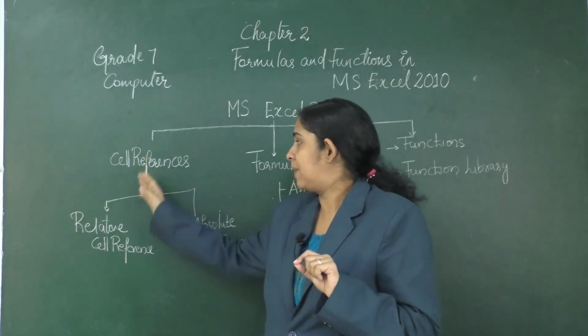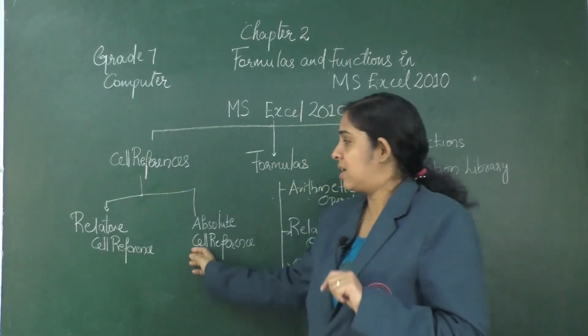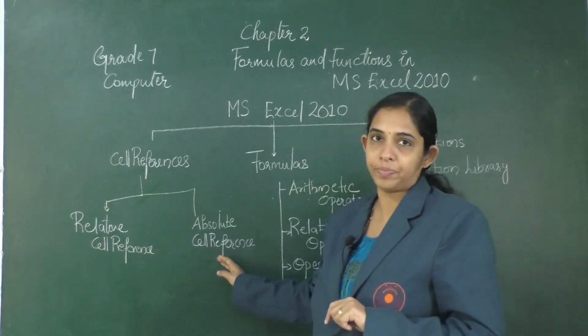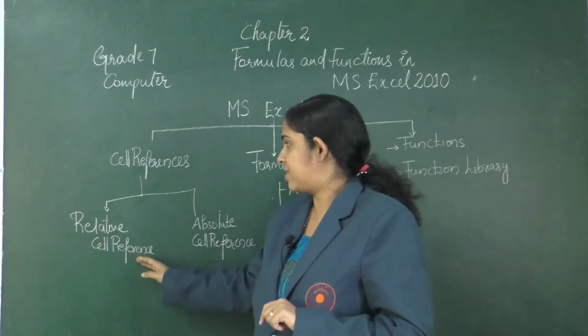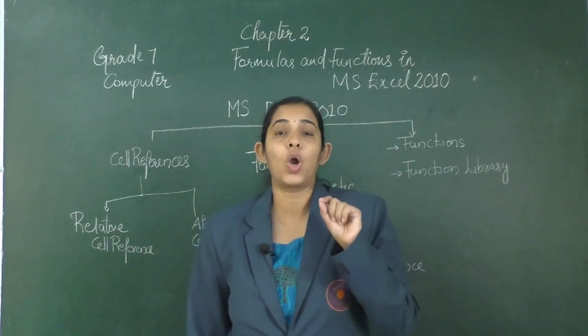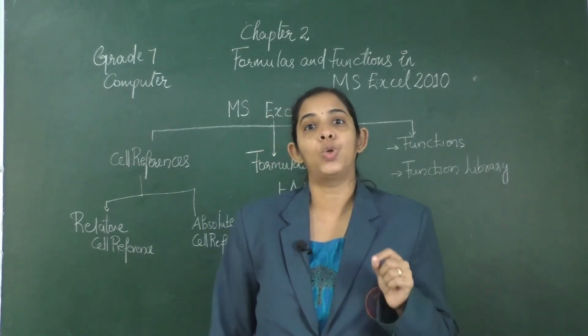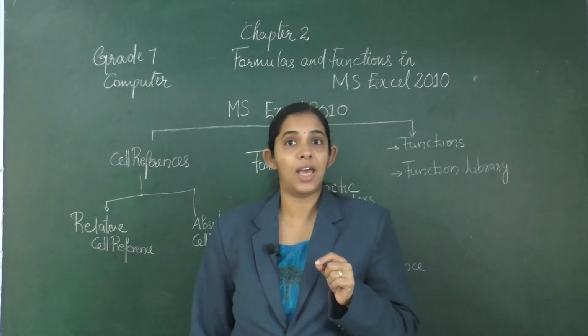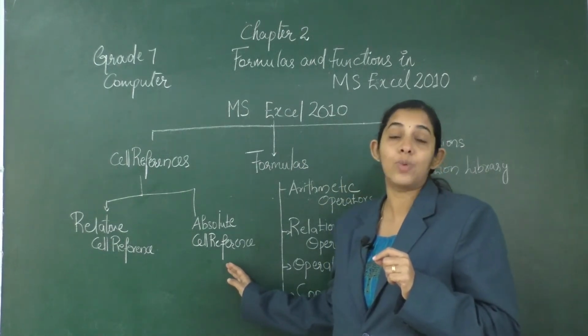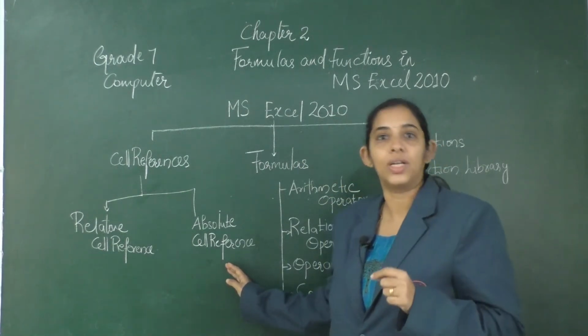So there are two types of cell references we have discussed, that is relative cell reference and absolute cell reference. A relative cell reference is a cell reference which changes its row and column numbers as it is copied to other cells, whereas an absolute cell reference does not change its value when it is copied to other cells.